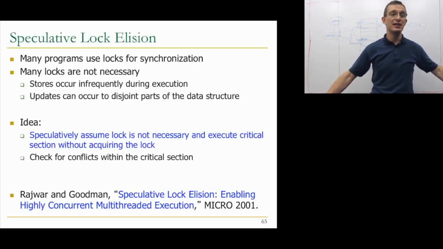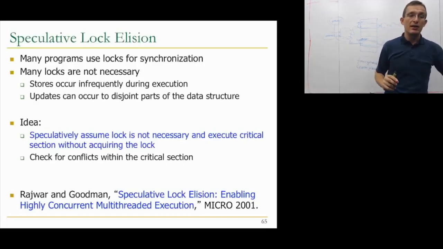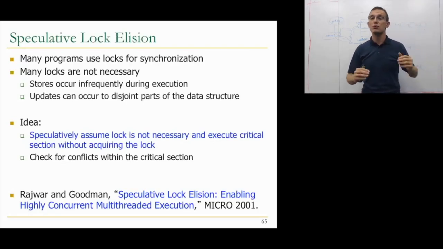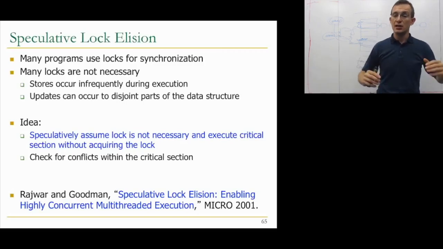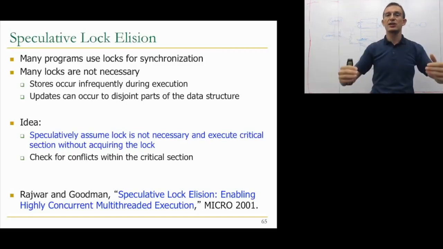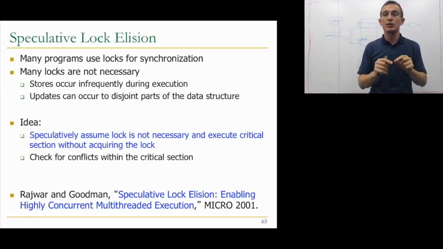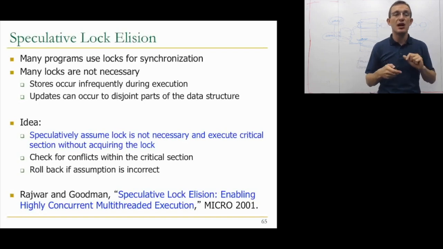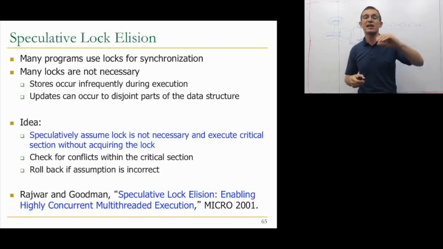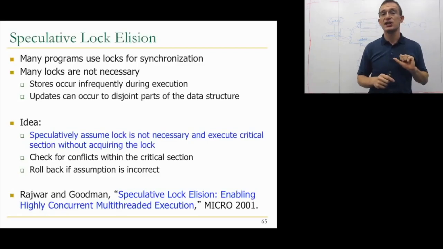That's the key idea. During the execution of the critical section, the runtime system, or the hardware in this case, checks for conflicts within the critical section. If two instances of the critical section are executing concurrently, the speculative lock elision mechanism checks for conflicts, and if they do actually conflict with each other, it rolls back the execution if the assumption was incorrect.